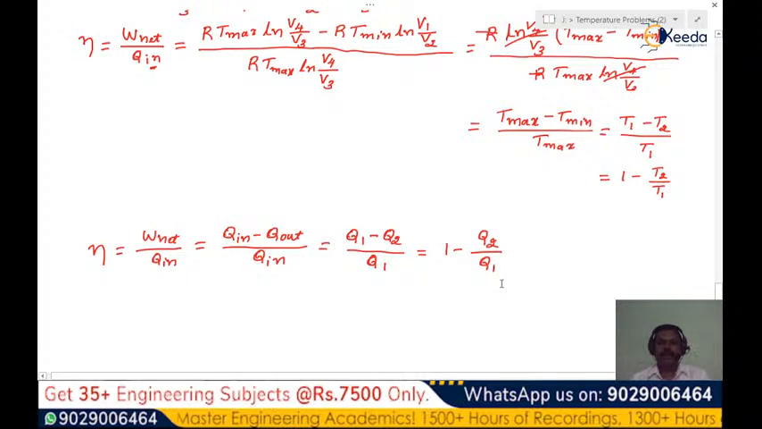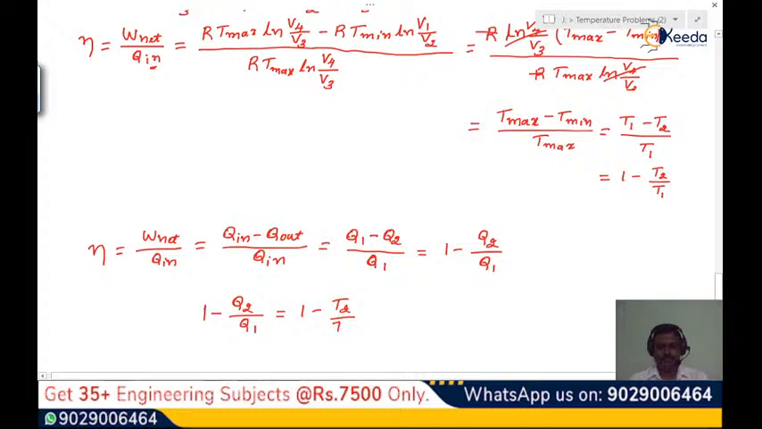Now both the expressions are efficiency. Their left hand side are same, that is eta. So it is 1 minus Q2 by Q1 is equal to 1 minus T2 by T1. So here the 1 and 1 get cancelled, and the minus 1 and minus 1 in the left and right side get cancelled.